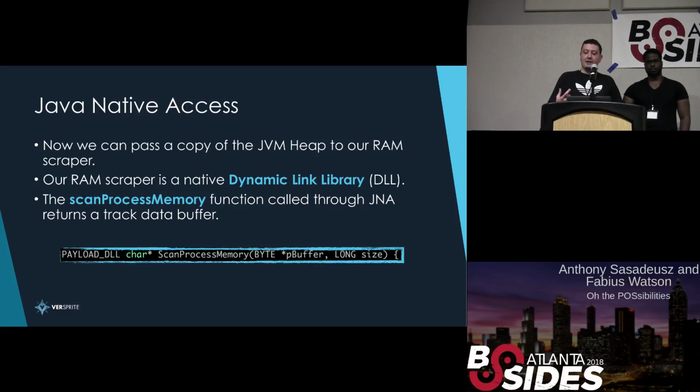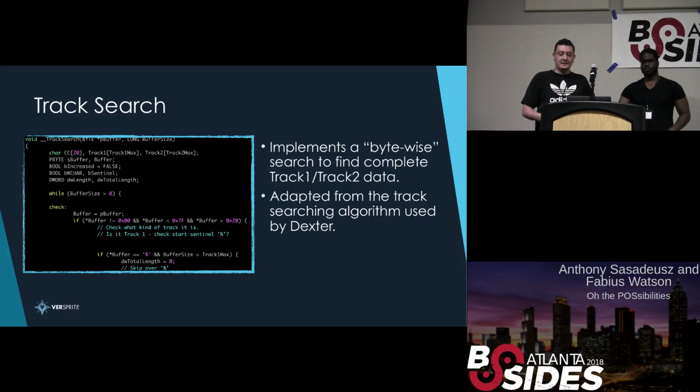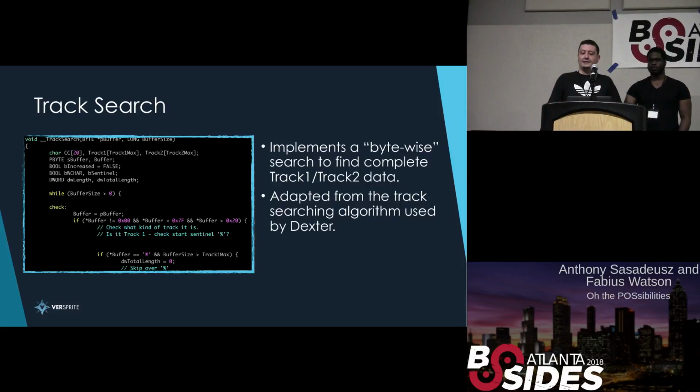And then we basically take that buffer we have, pass it to the JNA side to our C code, and then scan for track data. Our track search, fully written in C, was modeled after what Dexter did, a byte-wise track search, except, like we said, our method was more targeted than their approach.